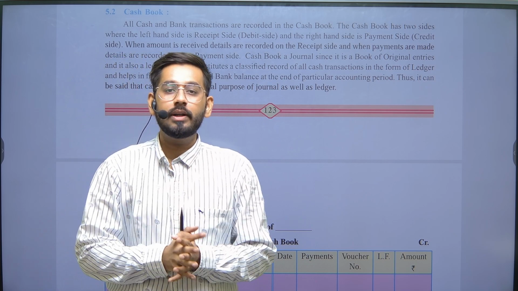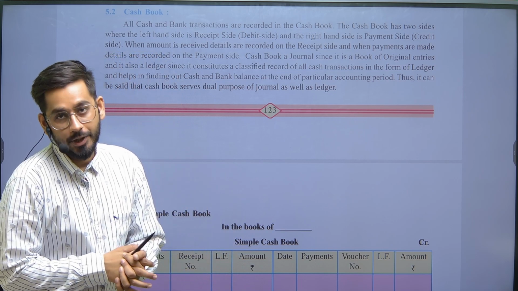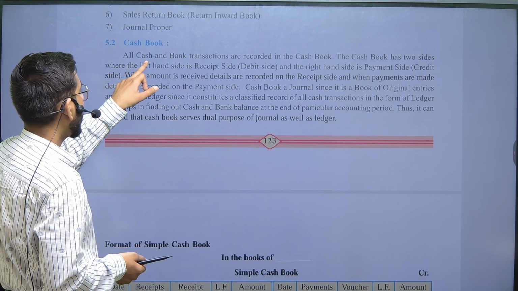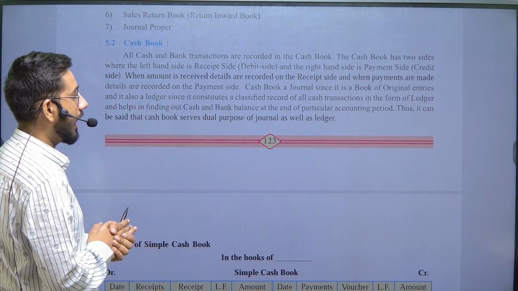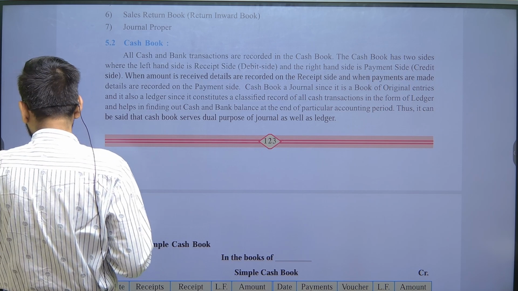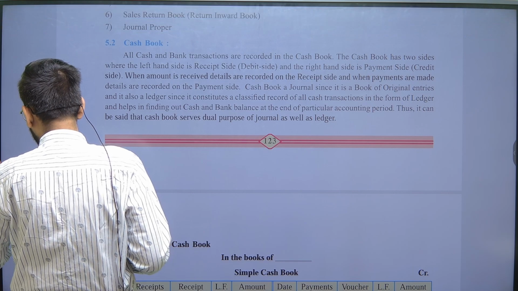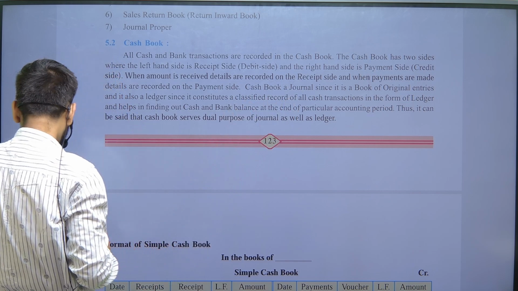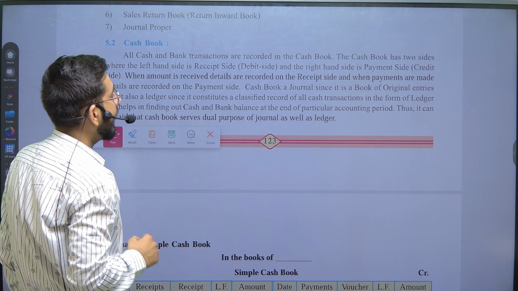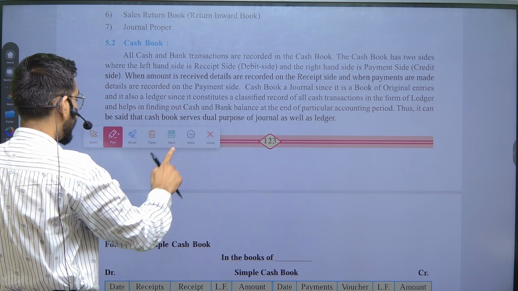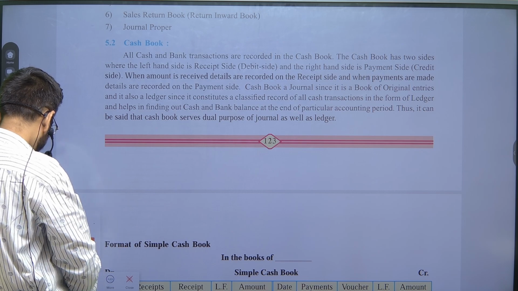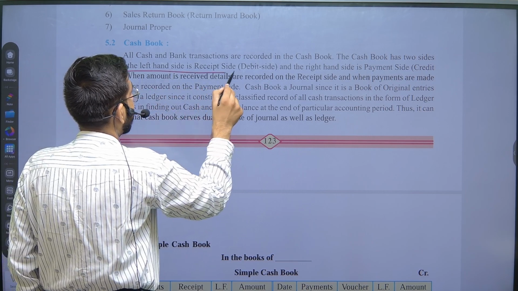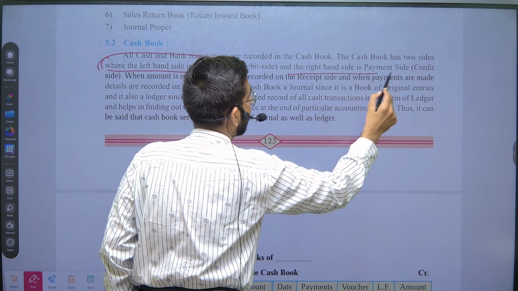Now first of all, what is the meaning of the cash book? Let's focus on our smart board. All cash and bank transactions are recorded in the cash book. First of all, it says that in the cash book all the bank and cash transactions are recorded. The most important point: the cash book has two sides, where the left hand side is the receipt side and the right hand side is the payment side.